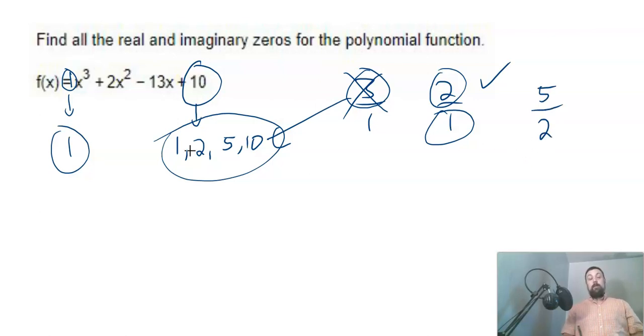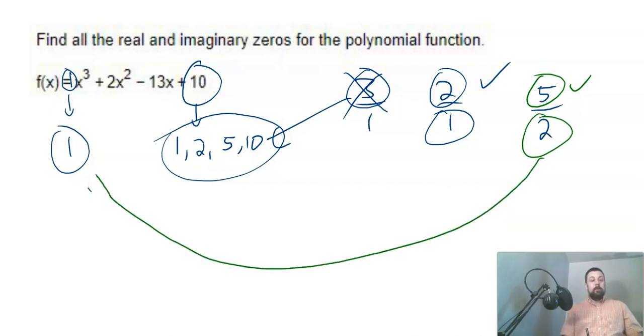Another example would be, let's say, 5 halves. This has no chance of being a 0 of this polynomial. The numerator's fine. It's a 5. It matches one of the numbers on this list, but the denominator is a 2, and that has to match one of the numbers in this list, and it doesn't. The only numbers that can be zeros to this polynomial have to have denominators of 1. That's the only thing that could work. So if the denominator is anything other than 1, it can't possibly be a 0 of this polynomial.